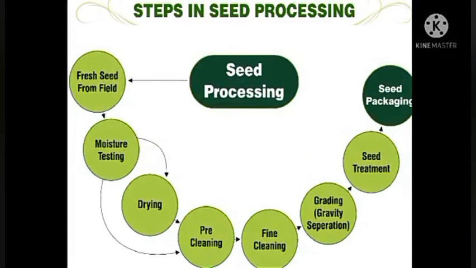Next are the steps in seed processing. First, fresh seed from field. Second, moisture testing. Third, drying. Fourth, pre-cleaning. Fifth, fine cleaning. Sixth, grading or gravity separation. Seventh, seed treatment. Eighth, seed packaging.